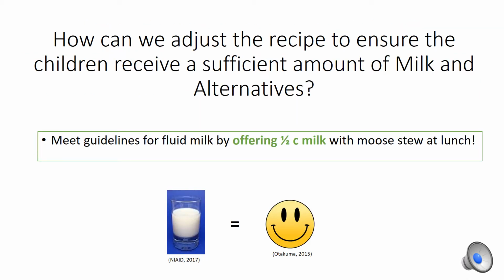Let's take a look at how we can adjust our recipe or meal to ensure the children receive a sufficient amount of milk and alternatives. We can meet guidelines for fluid milk by offering half a cup of milk with our moose stew at lunch.